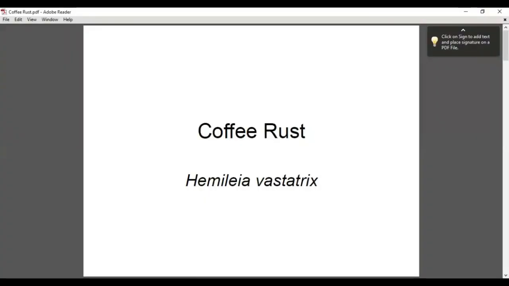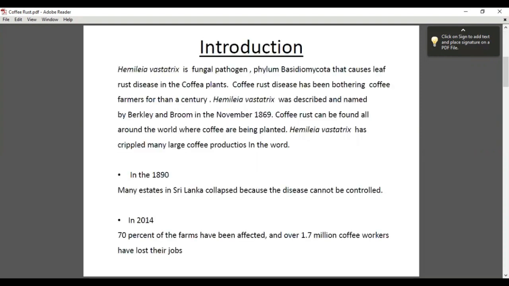Hello, today I'm going to discuss leaf rust disease in coffee plants. Coffee rust disease is caused by a fungal pathogen known as Hemileia vastatrix. This fungus was described and named by Berkeley and Broome in the year 1869. This fungus has the ability to cripple many large coffee productions in the world. In the 1890s, many estates in Sri Lanka collapsed because of this disease.